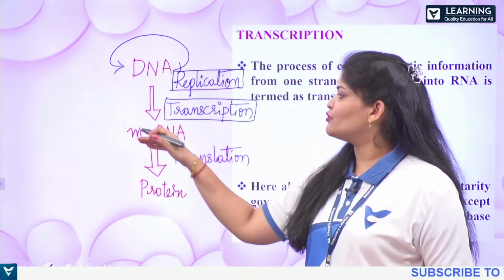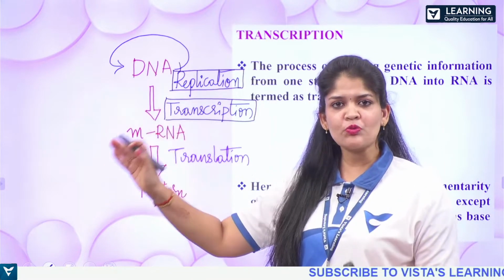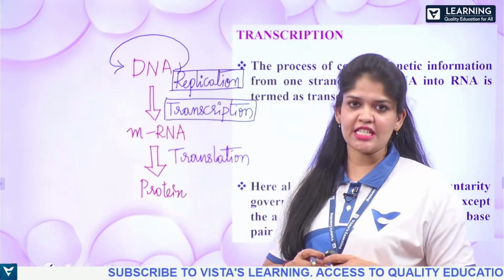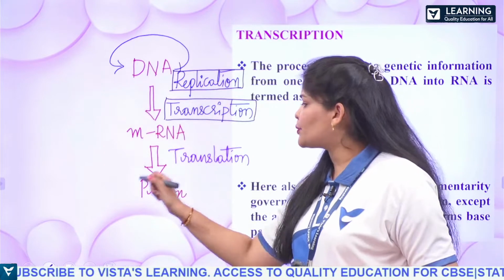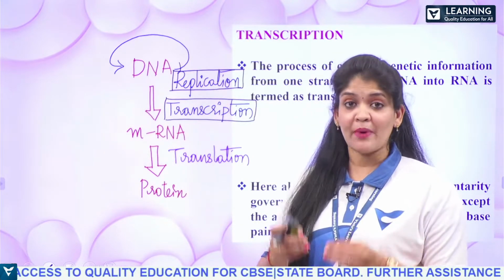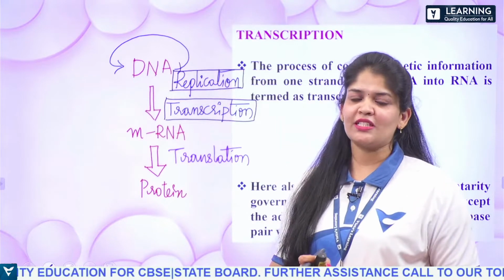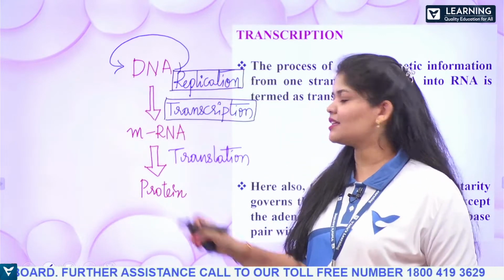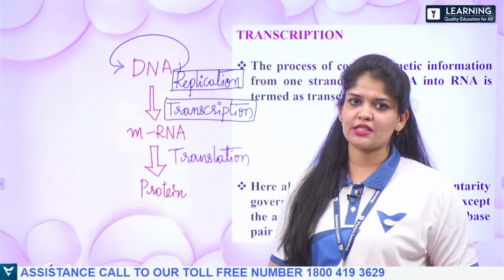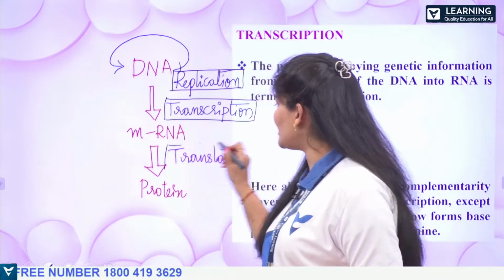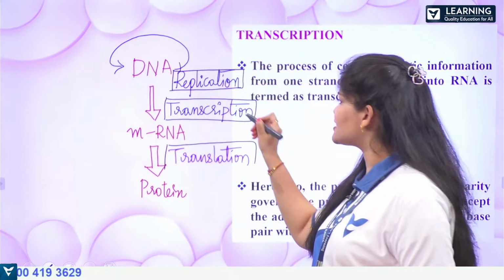Now the genetic information is present in the mRNA. By making use of this genetic information, the proteins are synthesized. The sequence of amino acids is arranged to produce a particular protein, and that process we call translation. Now, we are at this process.